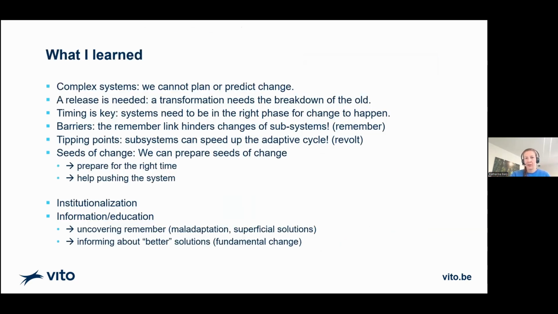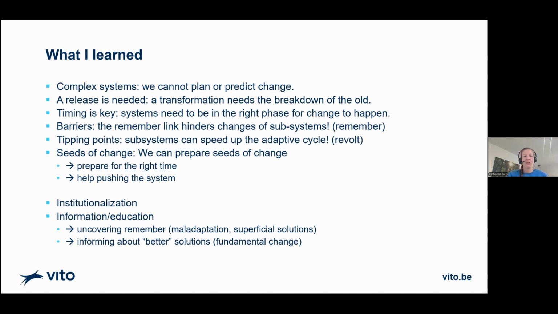So my lessons learned are that we are dealing with very complex systems. Think of all of the adaptive cycles. They have different phases. There are interactions between them. And this complexity basically means that we cannot plan or predict a change. We also learned from the adaptive cycle that a transformation includes a release phase. It includes some sort of crisis, which also means that a transformation likely is not something very comfortable.